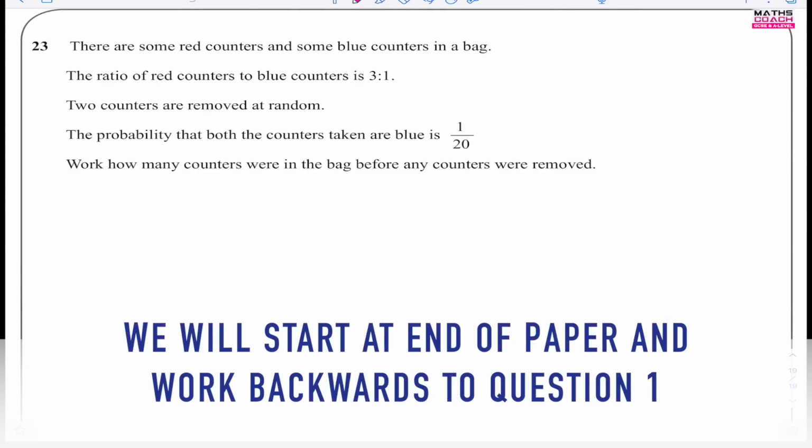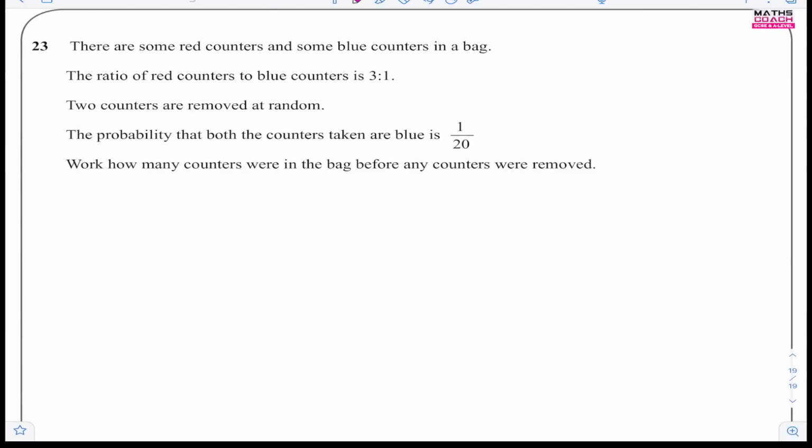paper, there are some red counters and some blue counters in a bag. The ratio of red counters to blue counters is 3:1. Two counters are removed at random. The probability that both the counters taken are blue is 1 out of 20. Work out how many counters were in the bag before any counters were removed. So it's a probability question that we are dealing with, which is quite clear.